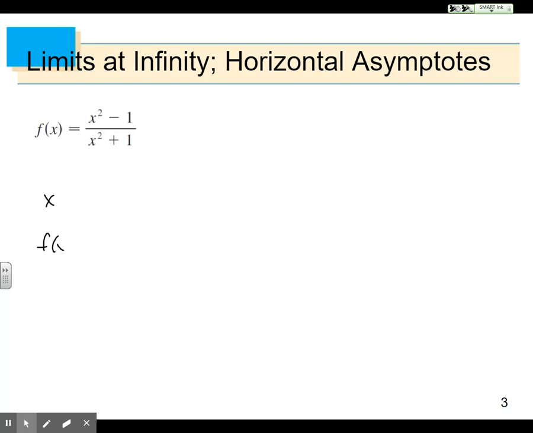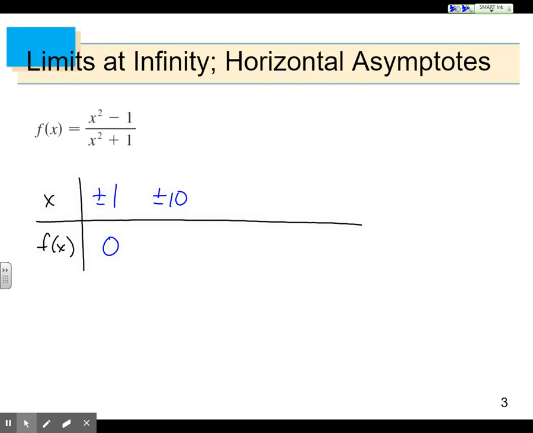I'm going to go back to my fallback, the f of x table. And I noticed that it's an even function. So that means that if I put in 1 or negative 1, it gives me the same value of 0. Okay, let's get a little bit bigger. If I put in 10 or negative 10, I get 0.9802. Well, quickly that went to a nice number.